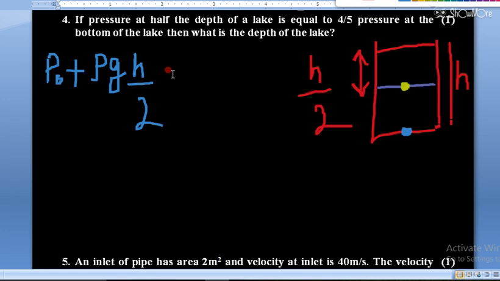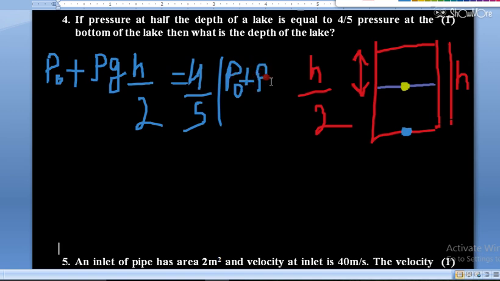This is equal to 4 by 5 times the pressure at bottom. So it is 4 by 5 times P naught plus rho. Now for the height we will take the complete rho g H, because we are going to find the pressure at the bottom. So this will be the equation.